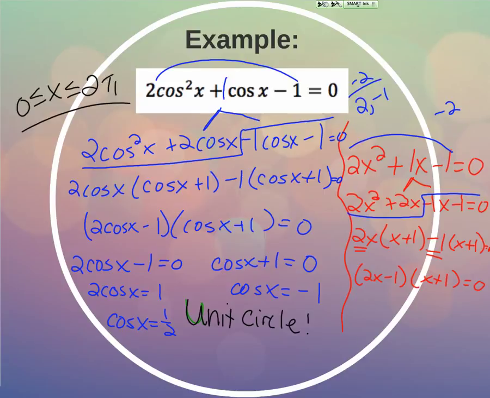So where does cosine of x equal 1/2 on the unit circle? Alright, pi over 3 is one place that cosine equals 1/2. Very good, and 5 pi over 3. But then we also have to do where it equals negative 1, so where does cosine equal negative 1? At pi. So this time I've got 3 answers because I'm looking at 2 different equations. I had to get the answers for 1/2, that's those 2, and the answers for where it equals negative 1.